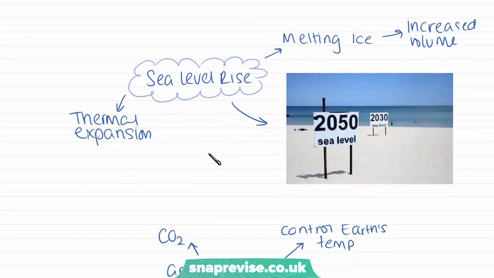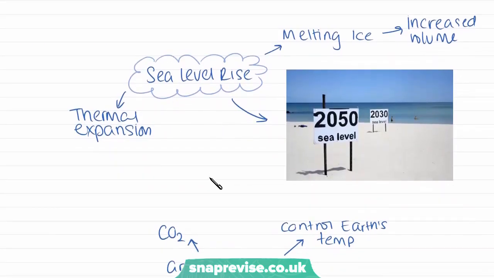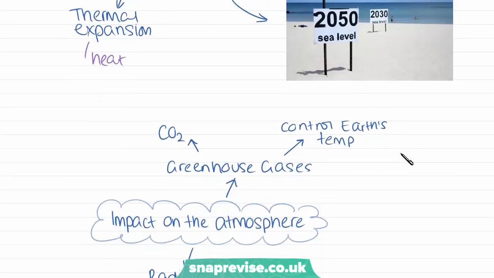To talk about sea level rise in a bit more detail, this photo here shows an example of a beach and indicates where the water level will be by 2030 and 2050. And this is really significant. And as I mentioned before, sea level rise is both due to the melting of ice, which increases the volume of water, and also through thermal expansion, through the heating up of the oceans, causing the water to expand.